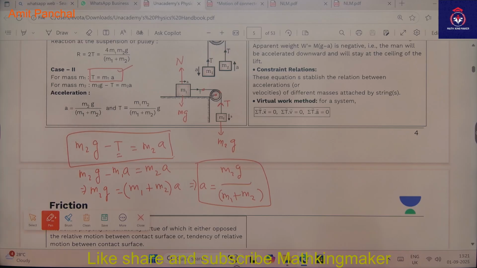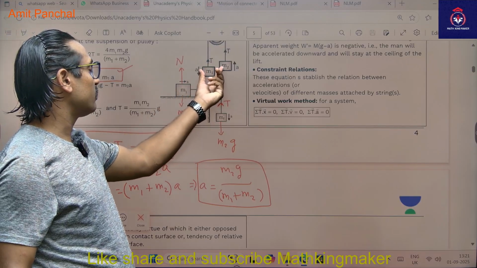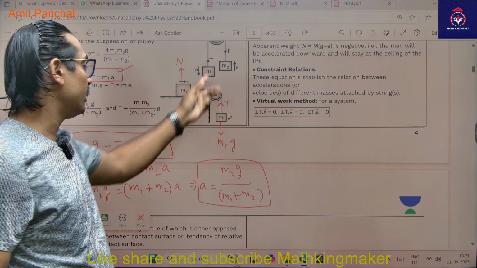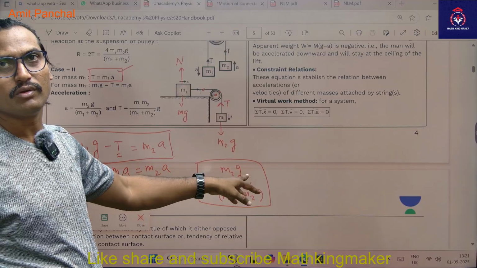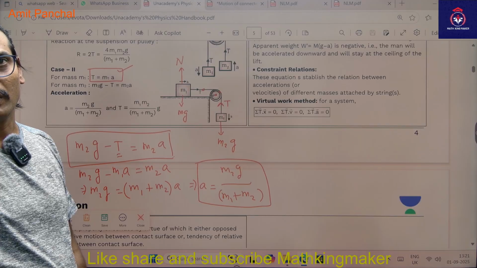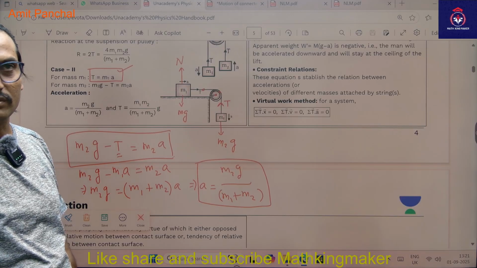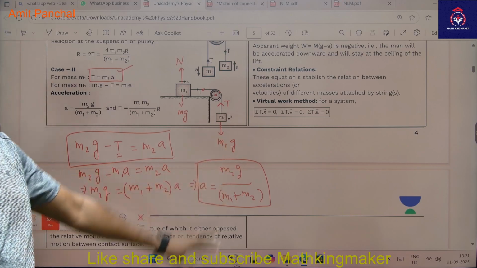Earlier, when both of the masses were moving freely, that time it was (m1 minus m2)g, but now m1g is getting balanced out by the contact force, right? The normal force. Yeah, that's why m1g is not in the picture.